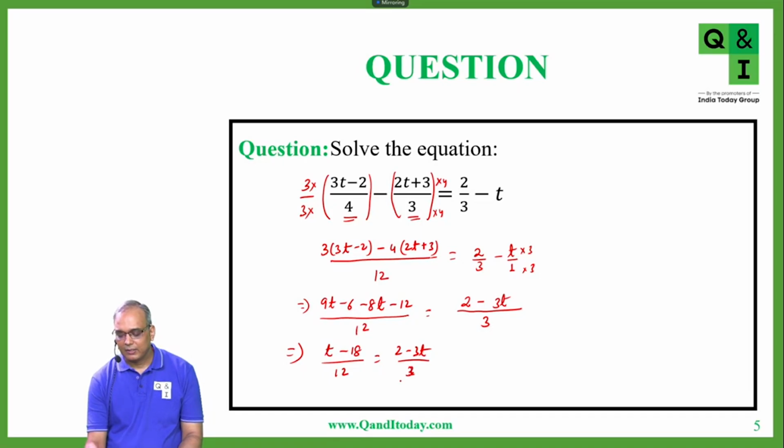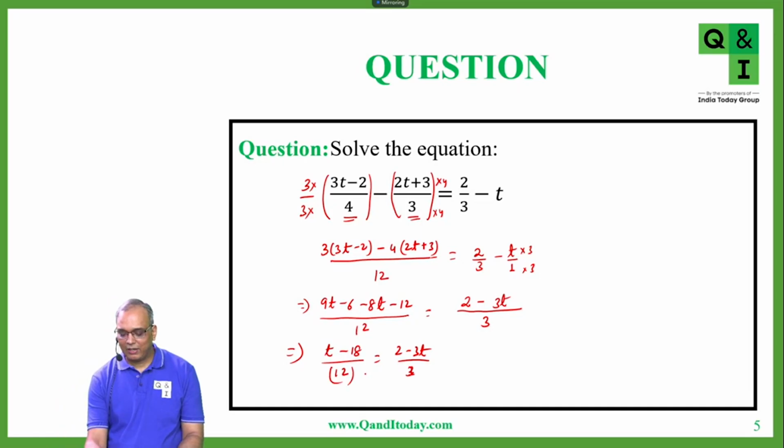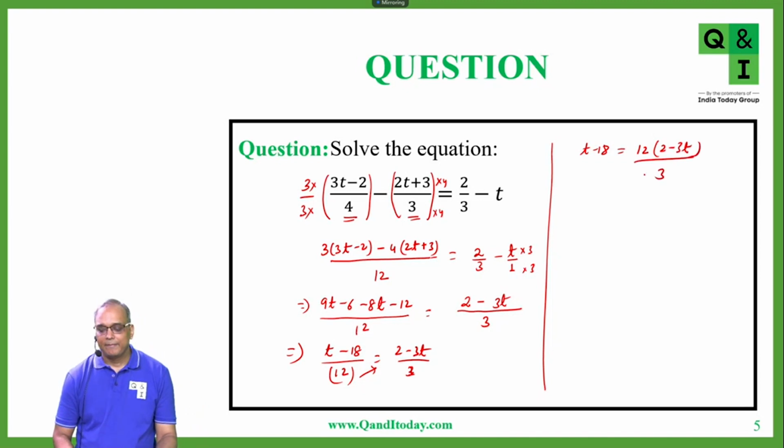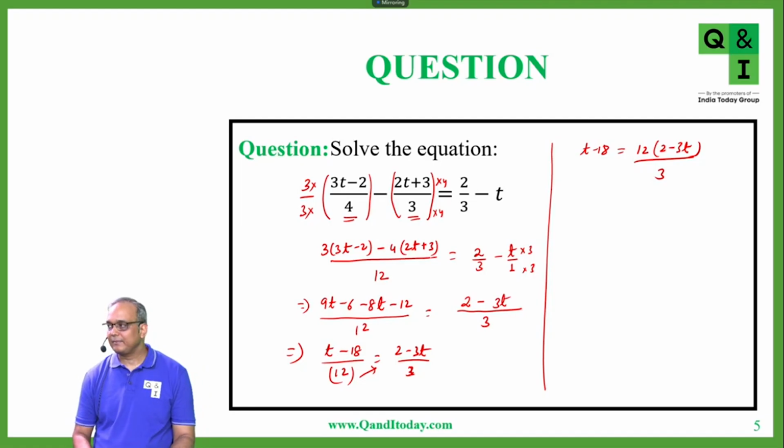Now what we are going to do is take this 12 on the other side and multiply. So when you do that, you will have t minus 18 is equal to 12 times 2 minus 3t divided by 3. Till here, are all the steps clear, students? Are you all understanding this?